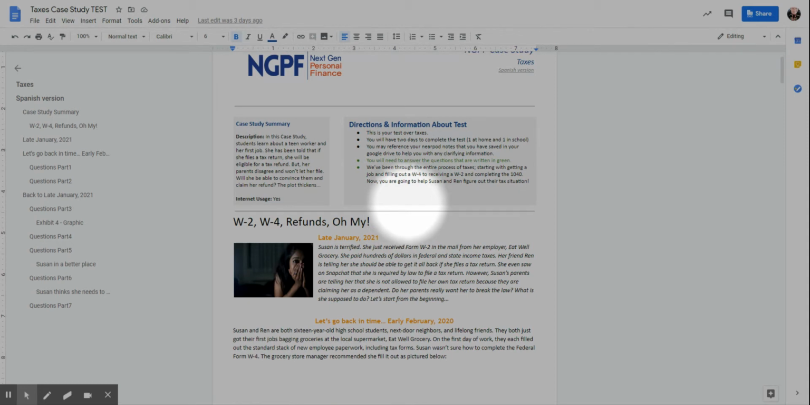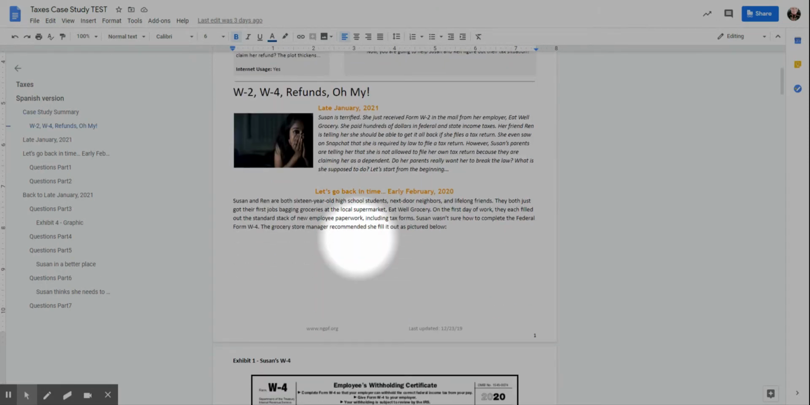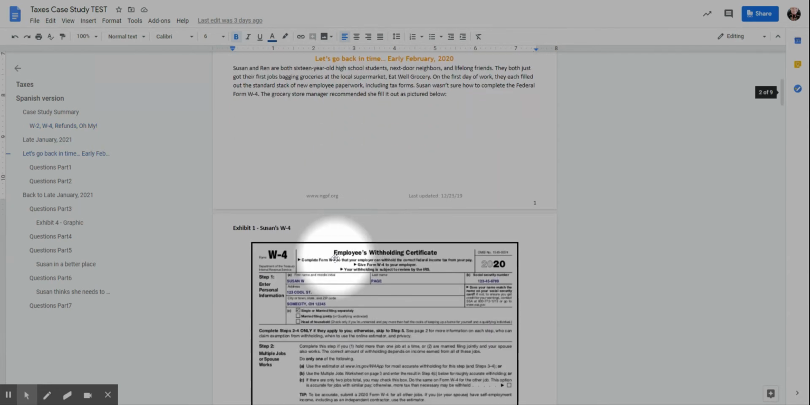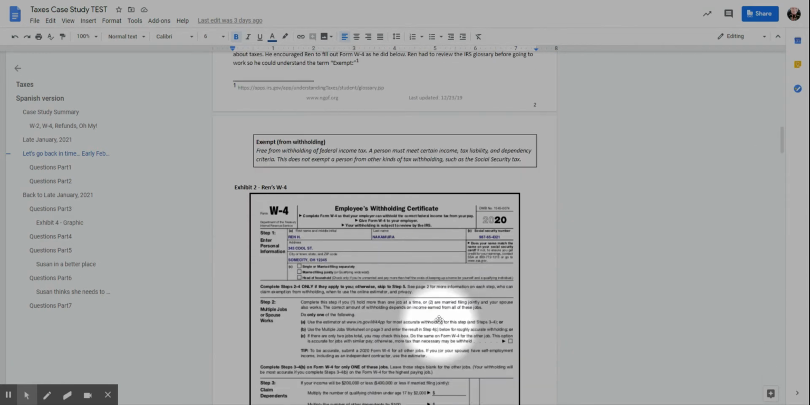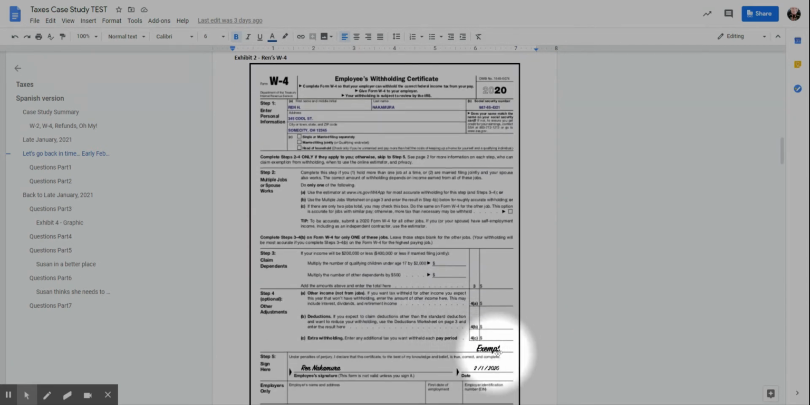So basically, this is a case study about two people, Susan and Ren. Susan and Ren have both had a job at the local grocery. One person filled out their W-4 with an exempt status, and one did not. Throughout this case study, you're going to see Susan, who filled hers out regularly because she entered her information in step 1 and in step 5. Ren, however, chose to use an exempt status.